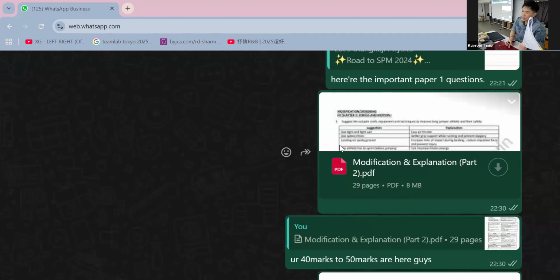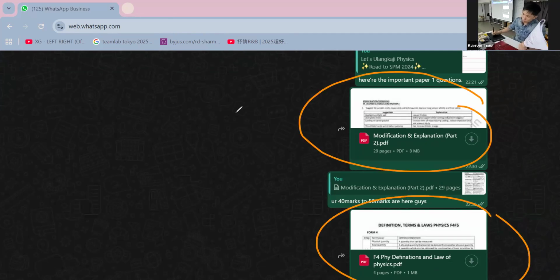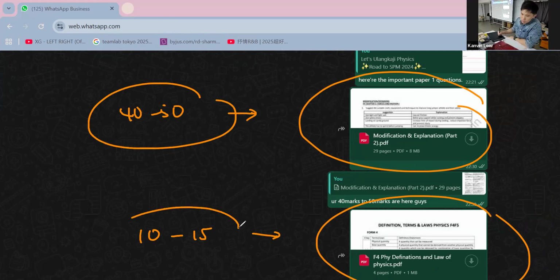Okay, then after that, guys, another one: this is modification and explanation questions, and also definitions and physics laws. So there are these two files. You know how many marks are involved? This is 40 to 50, and this is about 10 to 15. Maximum is 65, minimum is 50 marks out of 100. So these two things over here are that important.